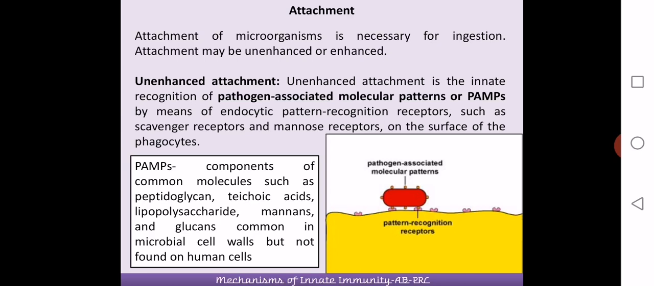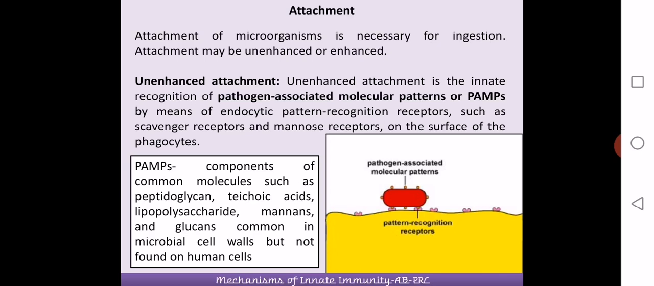The next stage is when the phagocytes have migrated to the site, where there are substances to be phagocytosed. Then the next stage is attachment. That is the much needed mechanism for phagocytosis. The attachment of the phagocyte and the material to be phagocytosed occurs in at least two ways. One is called unenhanced attachment, and the second is called enhanced attachment.